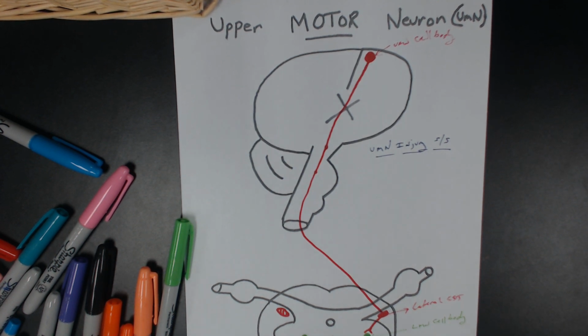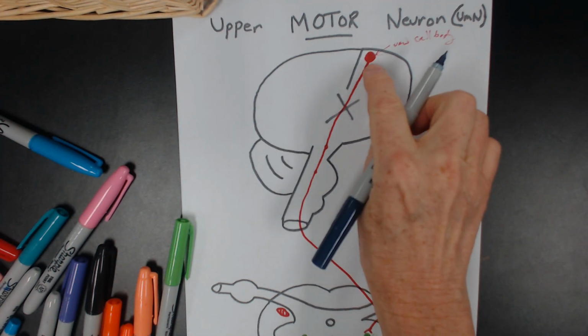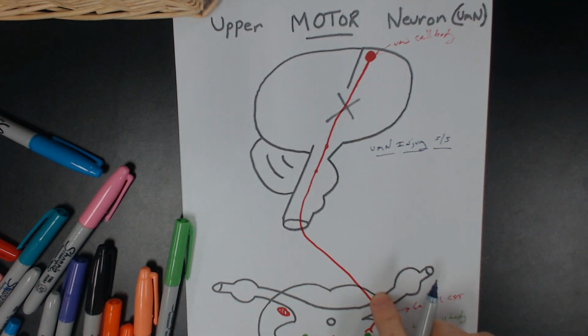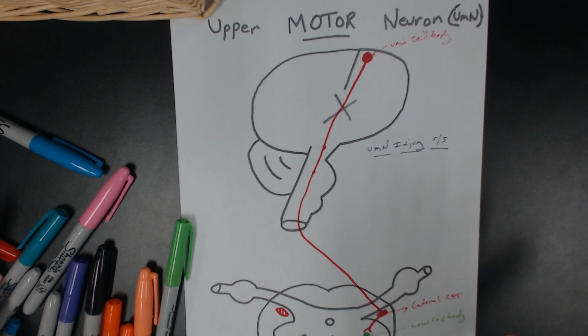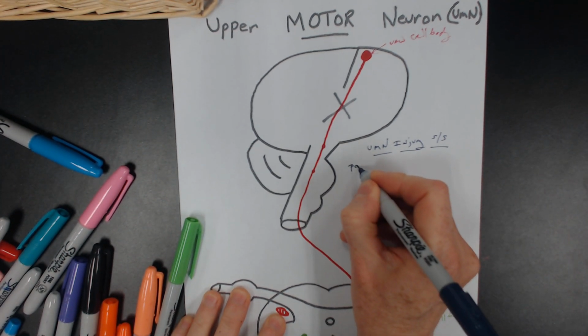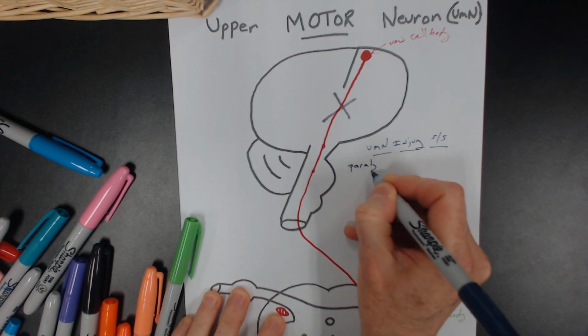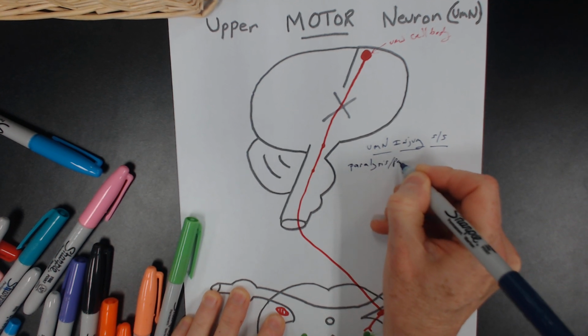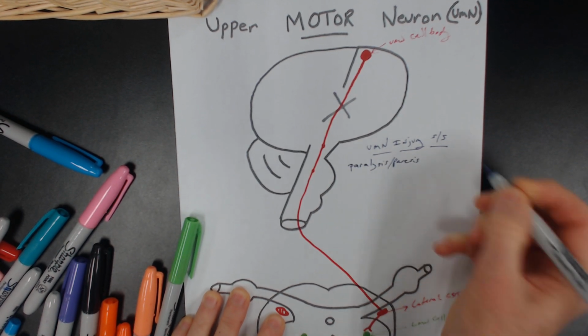Think they've had a stroke, right? What kinds of signs and symptoms? One thing you could see, if this were injured anywhere along here during the stroke, is paralysis or paresis, let's just say weakness, right?